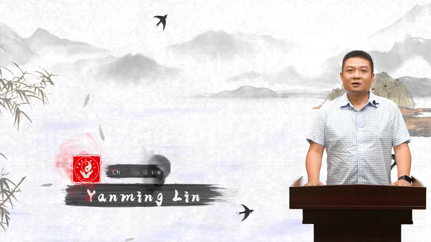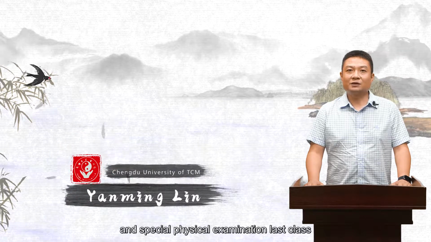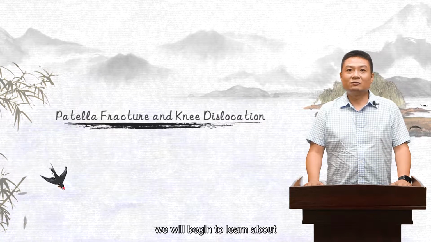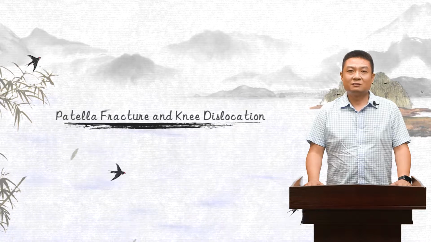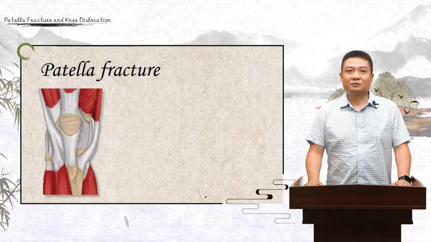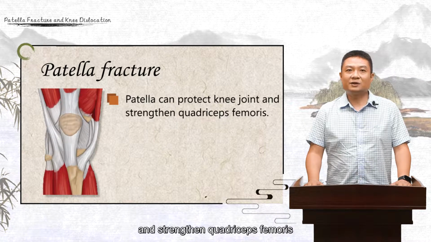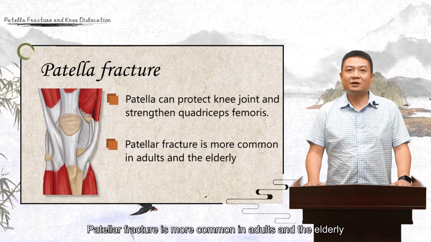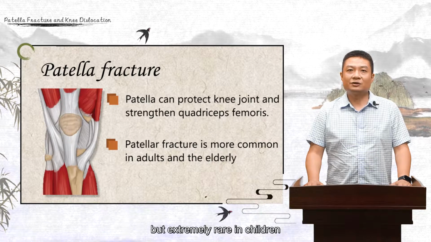Hello everyone. We systematically studied knee anatomy at a special physical examination last class. Today, we will begin to learn about specific orthopedic diseases of the knee. First, let's learn about patellar fracture. The patella can protect the knee joint and strengthen the quadriceps. Patellar fracture is more common in adults and the elderly, but extremely rare in children.